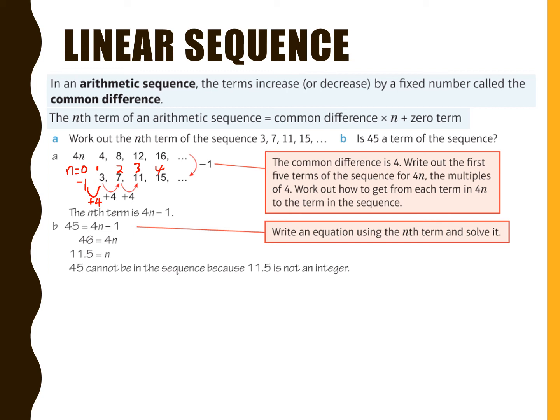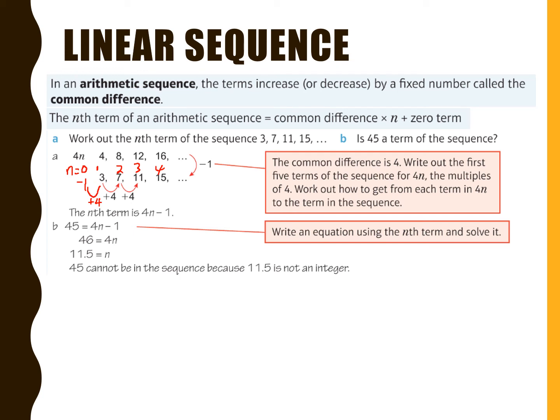So if I was to substitute and put 4 times 1, I get 4, right? So 4 plus or minus what gives me 3? Well, in this case, it's minus. So my answer would be 4n minus 1. Without having to work out what the 0 term is, I straight away know from the first term.